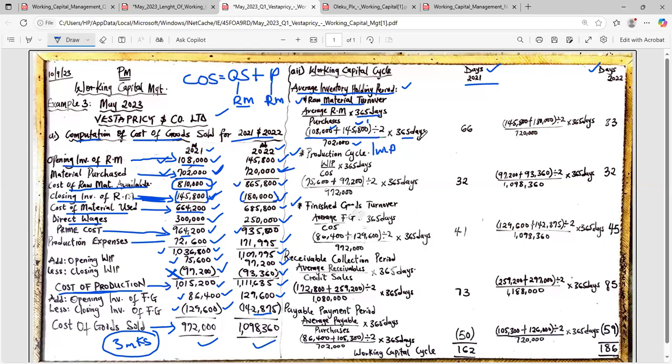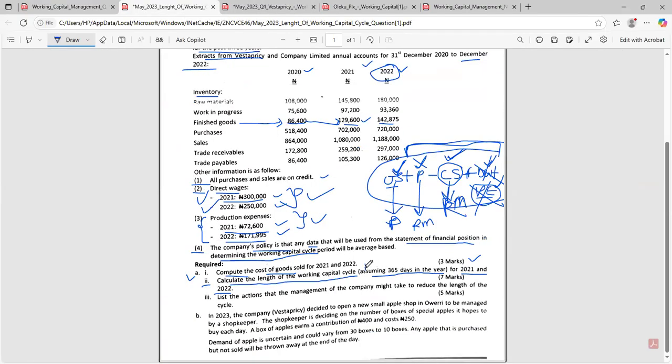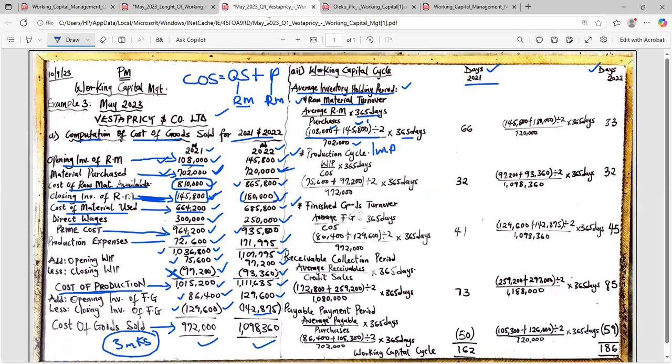Now, somebody wants to ask, must I use 365 days? What about 366 days? Ladies and gentlemen, come back to the question. The question told us to assume 365 days in a year. So the question has told you what to use, 365 days. Please go and use it. If the question is silent, they did not tell you what to use, please still use 365. That is the normal year. If the question says use 366, then use 366. Whatever the question tells you to do, do it. If the question is silent, use 365.